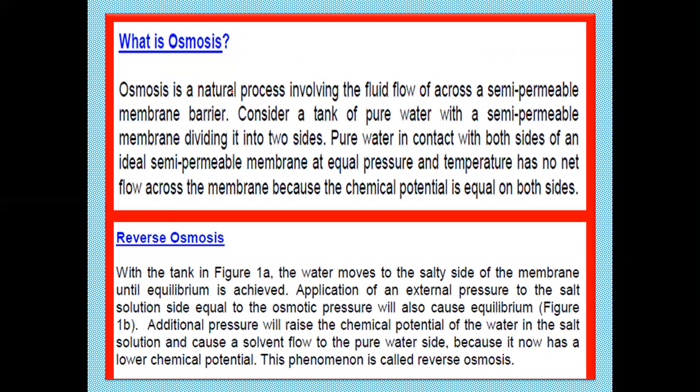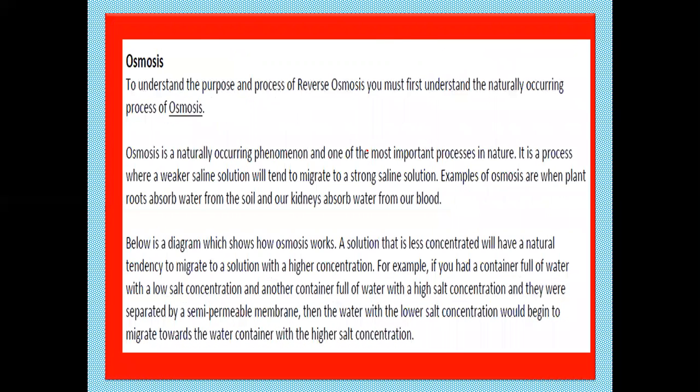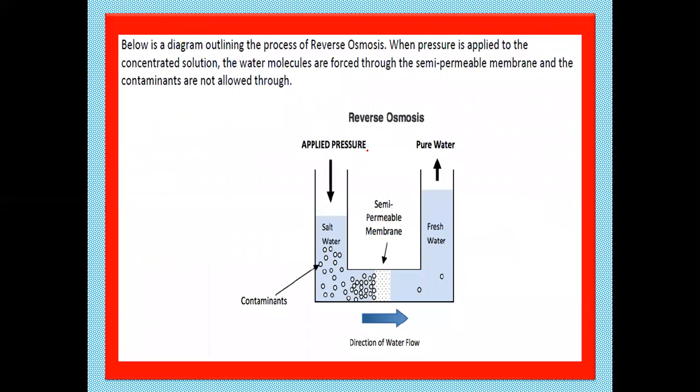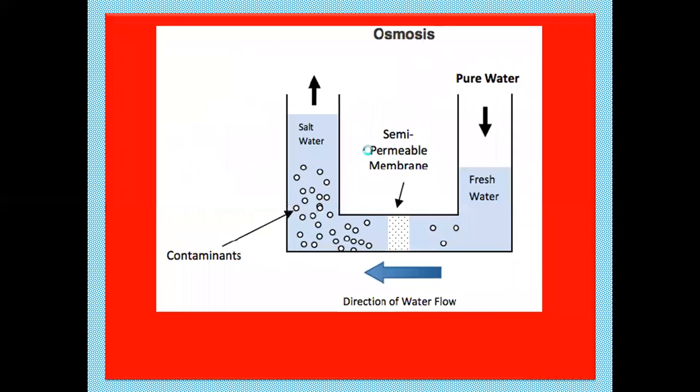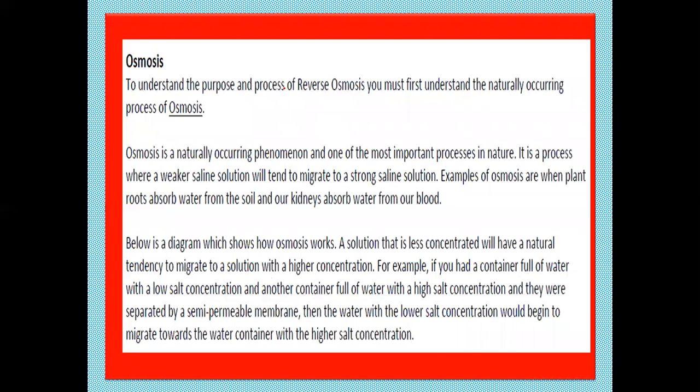Reverse osmosis is the conversion of raw water into pure water, right? To understand the purpose and process of reverse osmosis, you should first understand the naturally occurring process of osmosis. Then what is the meaning of naturally occurring osmosis? Osmosis is a naturally occurring phenomenon and one of the most important processes in nature.